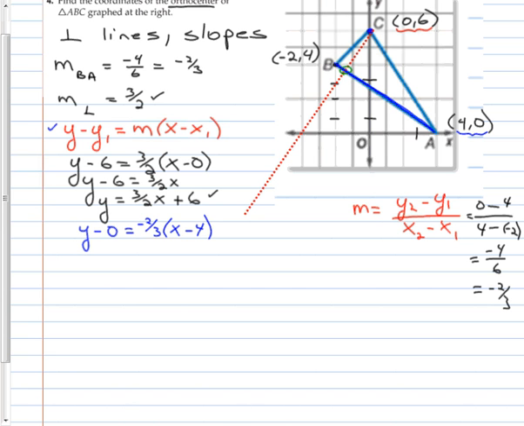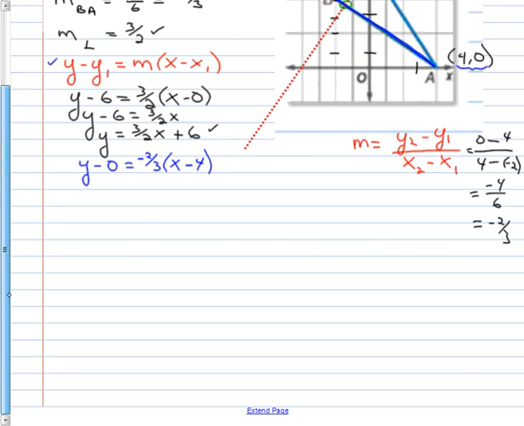Now I need to simplify this one, solving it for y. Well, it's actually already solved for y. Y minus 0 is just y. But I need to distribute my negative 2/3. Negative 2/3 x plus 8/3. I multiply negative 2/3 times negative 4.